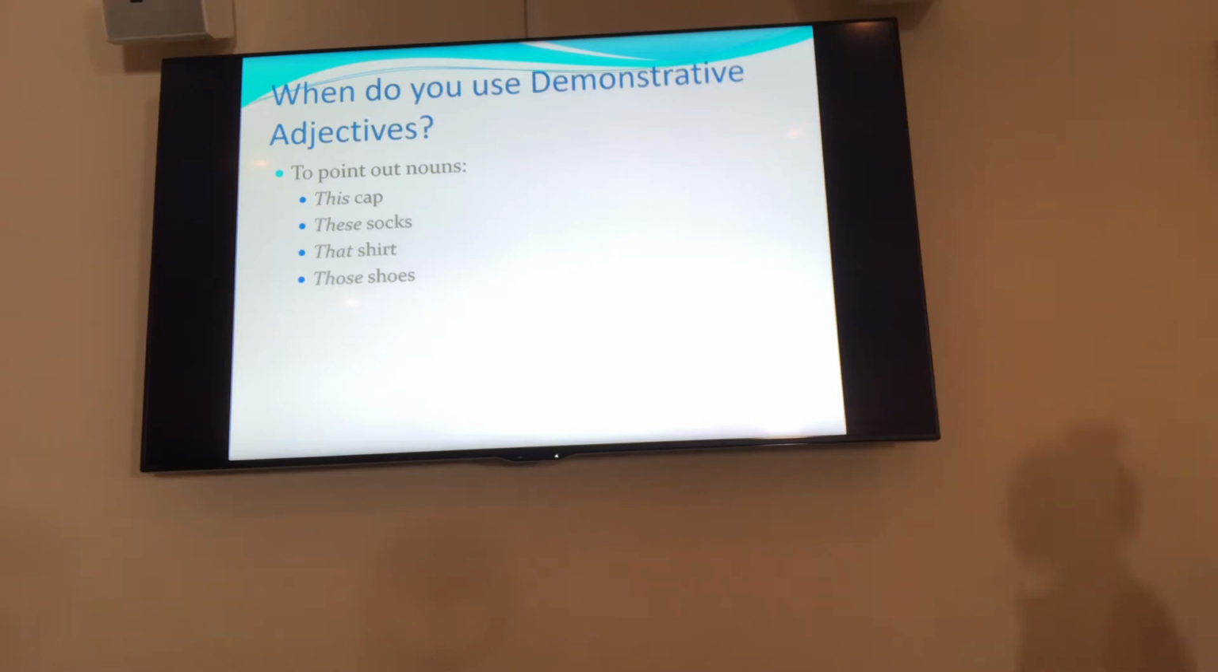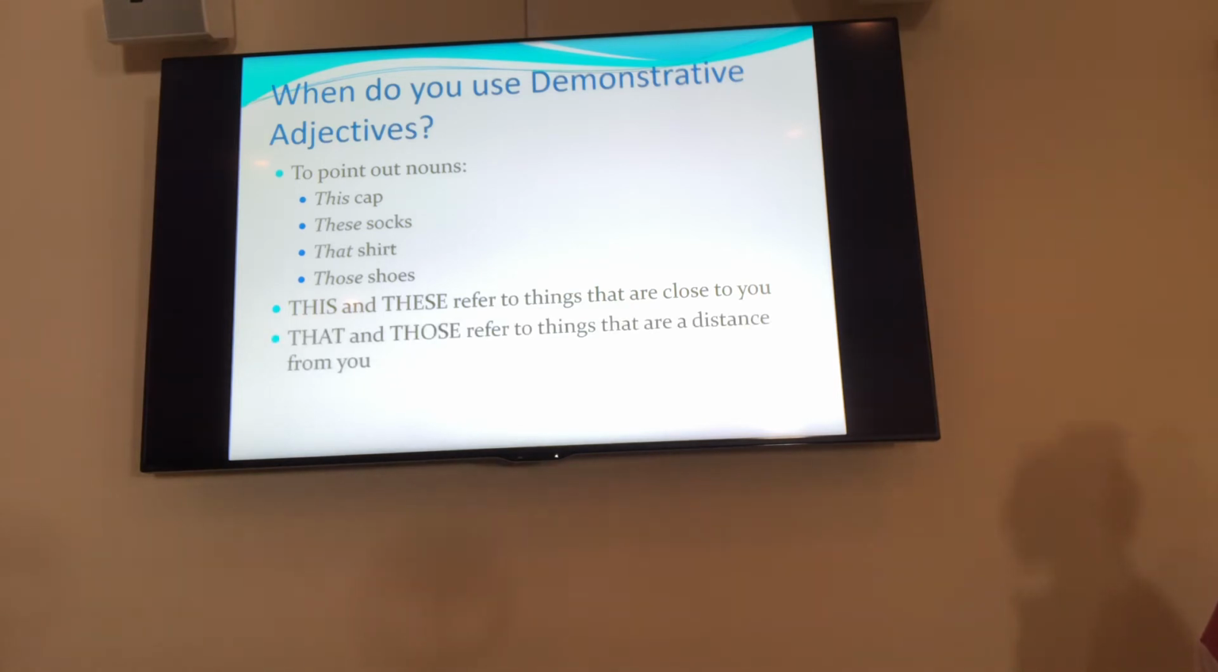I hope you're jotting this down on a piece of notebook paper or using the slides that I've attached into the Edmodo assignment to jot down on a piece of paper. I don't have any guided notes for these, so I hope you are writing these down because this is important. This and these, this is important to remember, refer to things that are close to you. This right here, this TV, this laptop. That and those are for things that are farther away. That school way down the road. Or those shoes across the room. They're things that are a distance from you. So this and these are things that are close, whereas that and those are things that are far away.